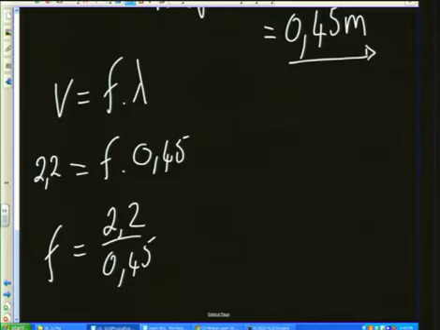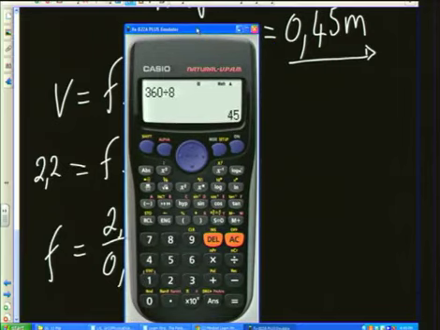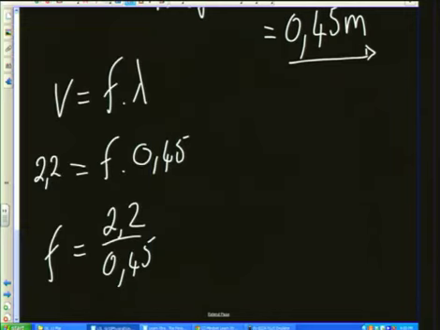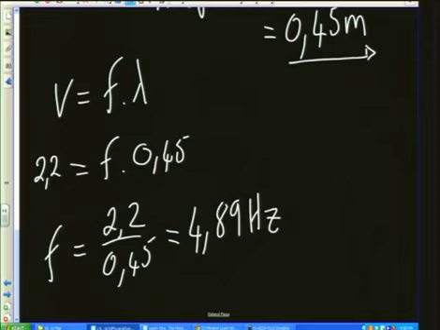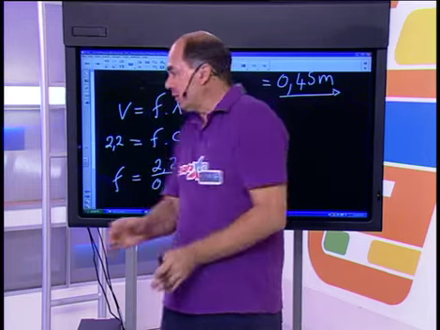Let's get the calculator again and make sure that we've got it. So if I take 2,2 divided by 0,45, I'll get an answer for the frequency equal to 4,89. I'm rounding off to 2 decimal places. I'm going to say the frequency is 4,89 hertz. That means that there are 4 waves, almost 5 waves.